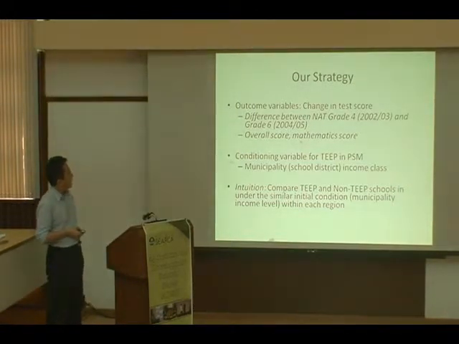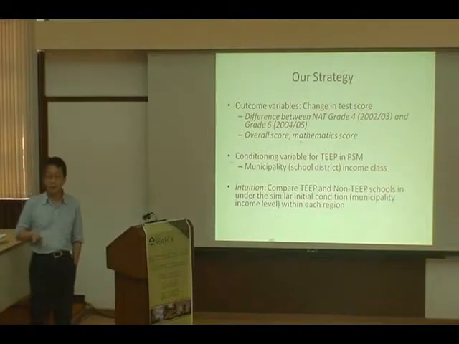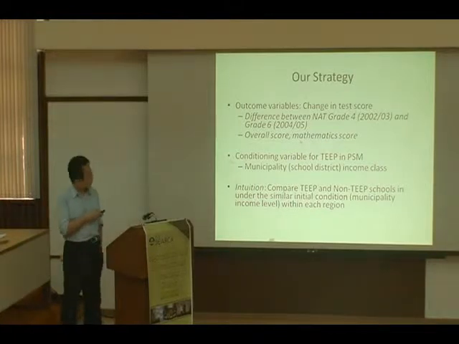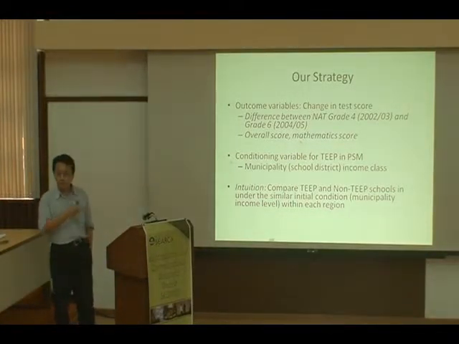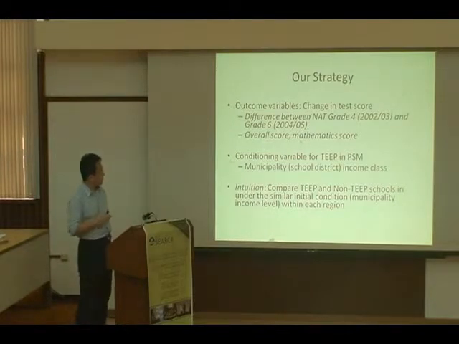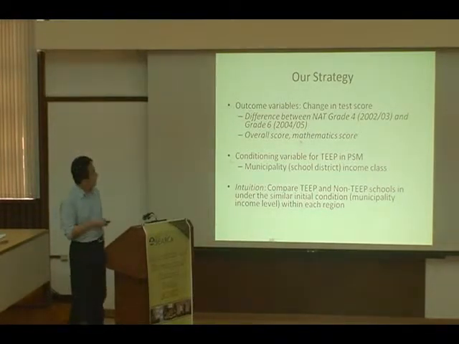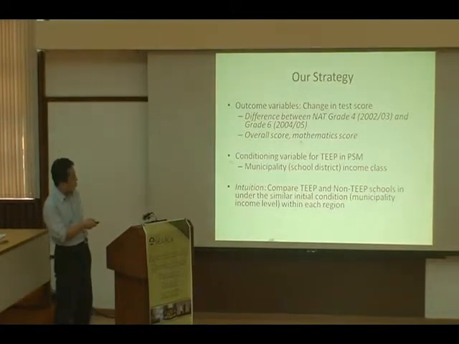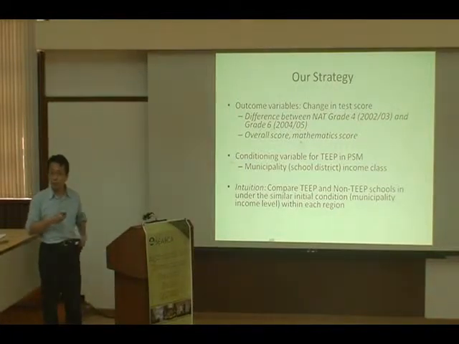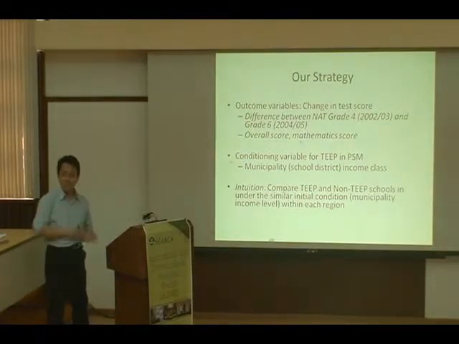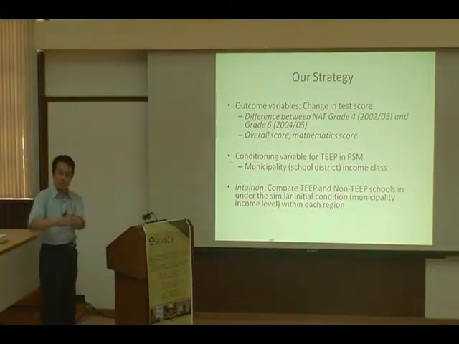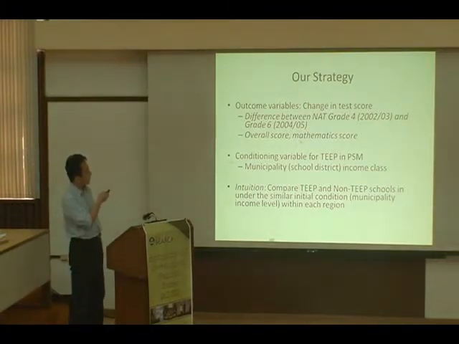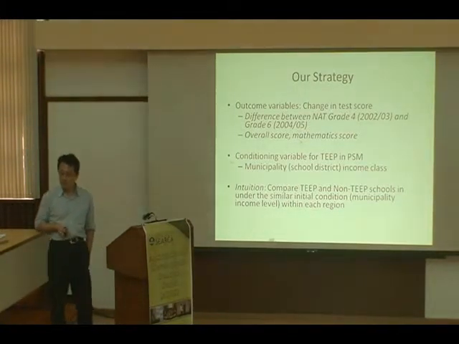Okay. And the outcome variable is the National Achievement Test score from school year 2002-3 to 2004-5. So there's a 2-year gap. And the good thing is, this is a cohort panel. The first outcome is grade 4 in school year 2002-3. And after 2 years, they become grade 6. We are looking at the same people. And then two years later, they are in grade 6, and we have National Achievement Test score 2.